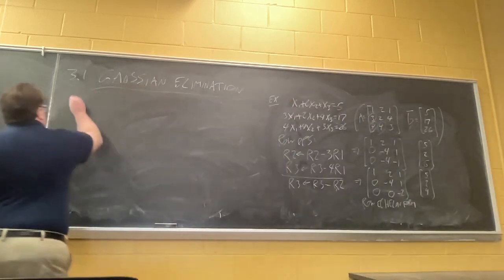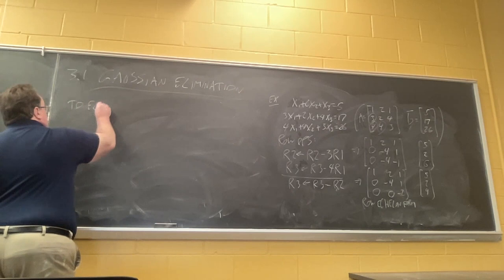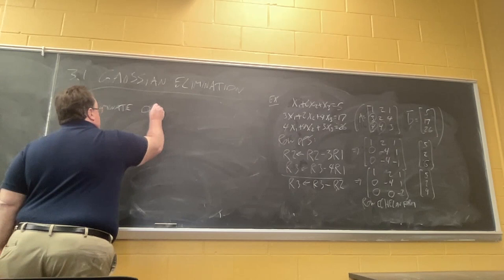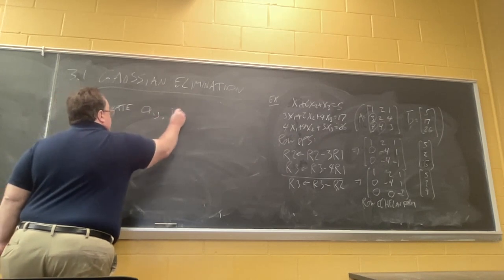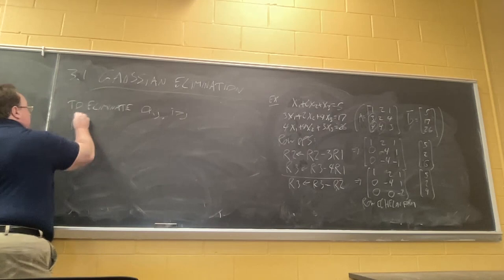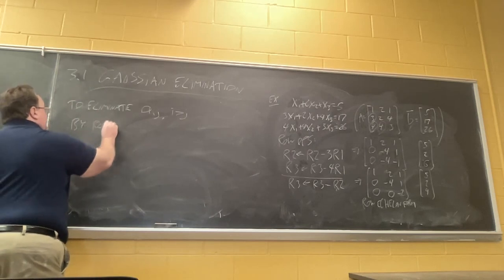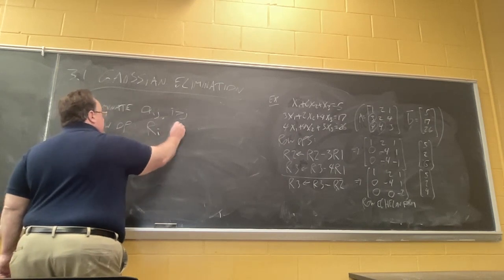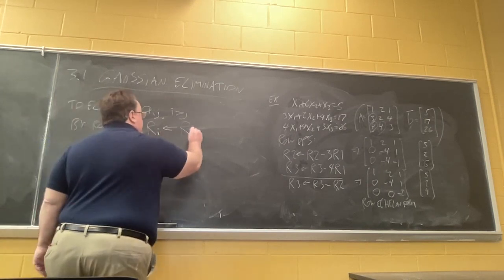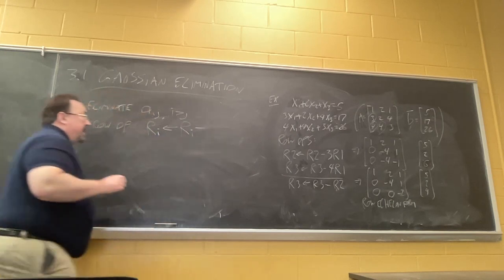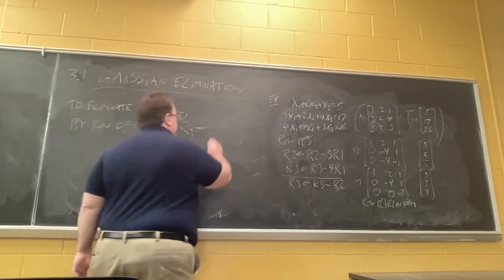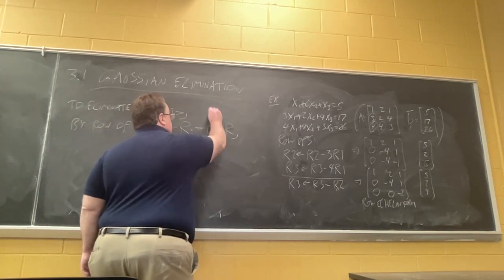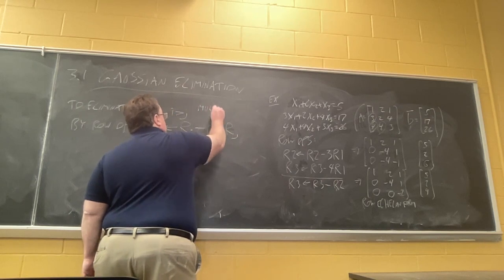So our goal is to eliminate the entry a_ij, where i is greater than j, by the following row operation. Row i is replaced by itself minus some scaling factor, and I'm going to refer to that as m_ij times row j, and this number m_ij is called a multiplier.